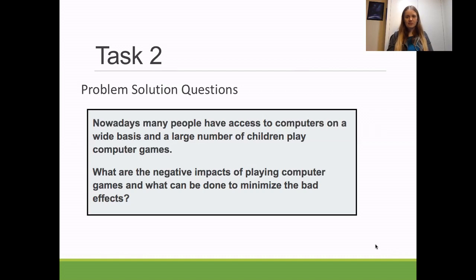And so for this one, for example, there are 2 large parts to this question. So what are the negative impacts and what can be done to minimize the bad effects? So if you write your whole essay on the negative impacts, but you don't give any solutions, then you're not going to get a very high score because you haven't covered the question completely.